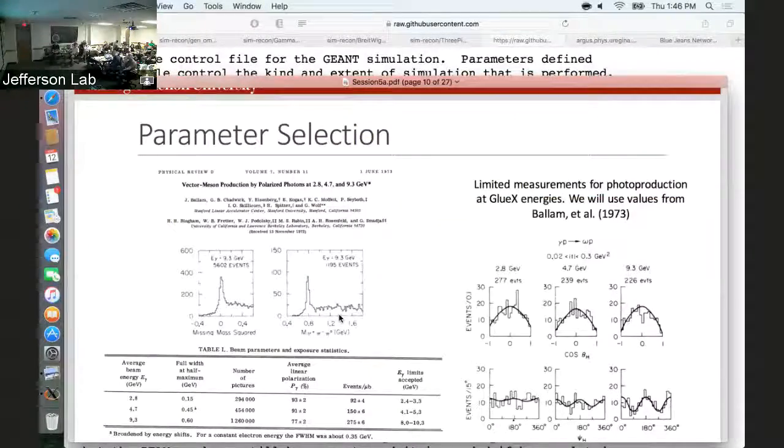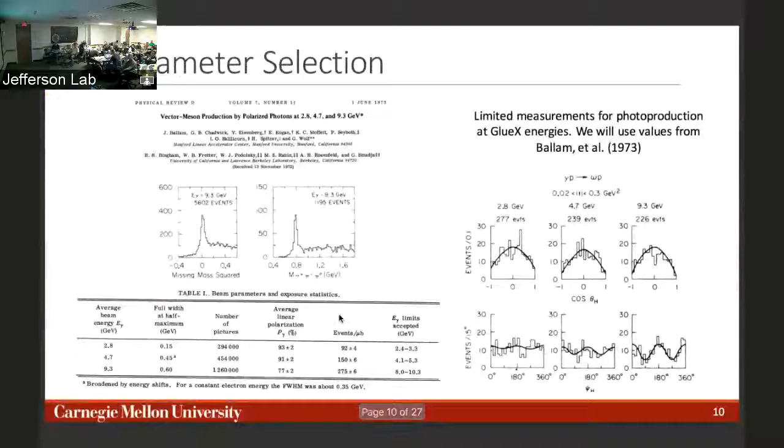Okay, so what did we generate this with? There are some parameters in this model, so what did we choose? The only measurement with polarized photons at this sort of 9 GeV energy comes from Ballam and others. They measured the rho, omega, and phi at 3 different energies: 2.8, 4.7, and 9.3 GeV. You can tell it's a very old measurement because the number of pictures is something they talk about.